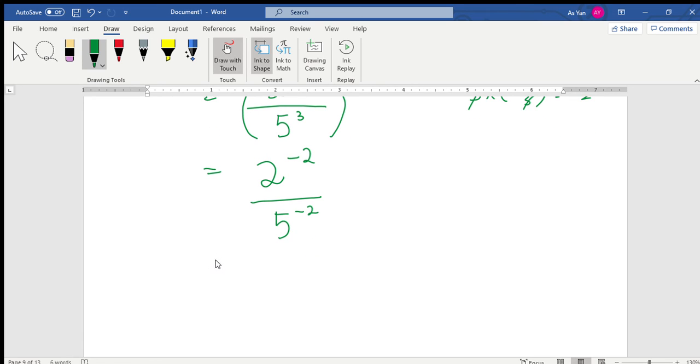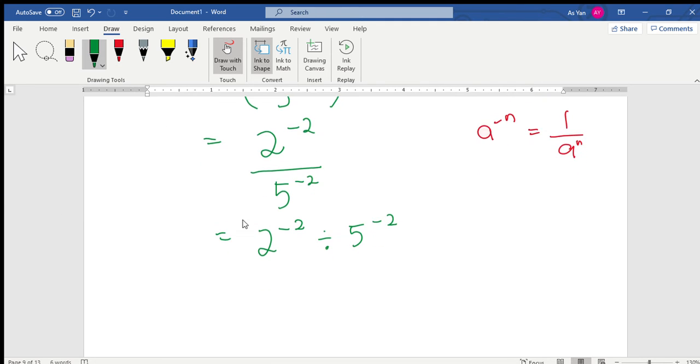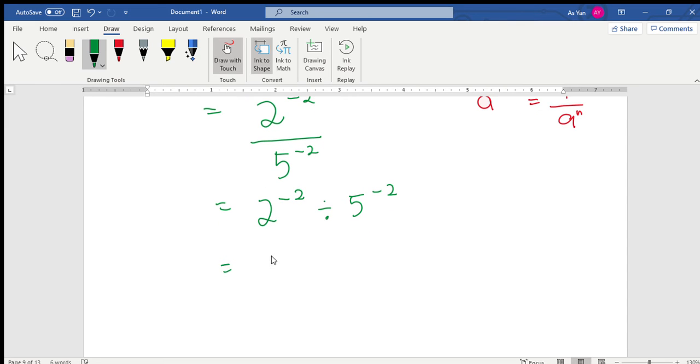Okay. What is the meaning? This is the formation of 2 to the power of negative 2, divide 5 to the power of negative 2. Because you have learned the negative index form, a to the power of negative n equals 1 over a to the power of n, this 2 to the power of negative 2 we convert into positive index form, 1 over 2 square.